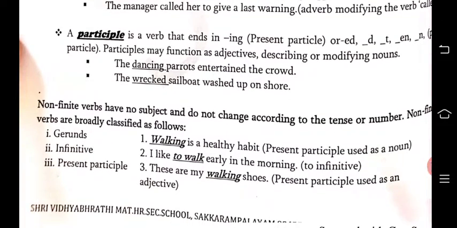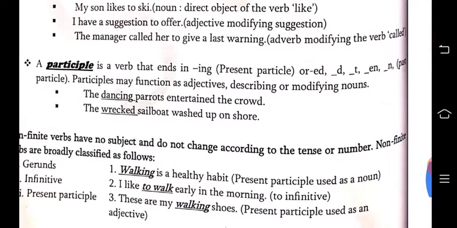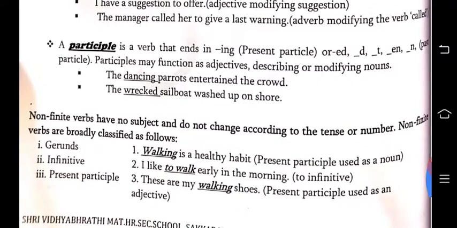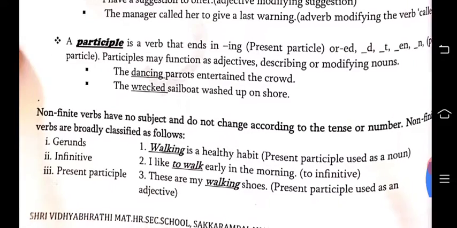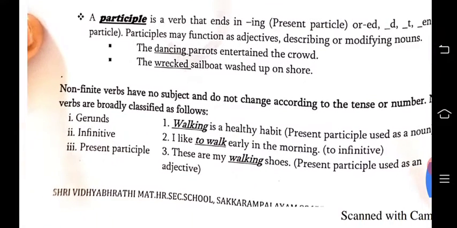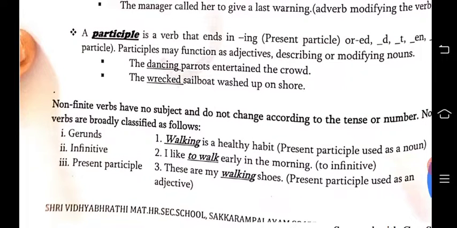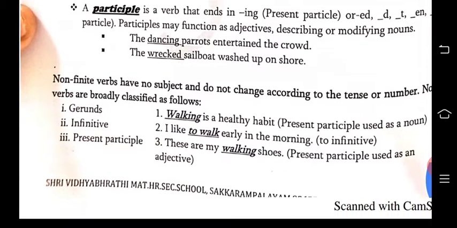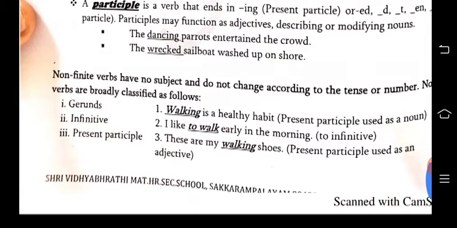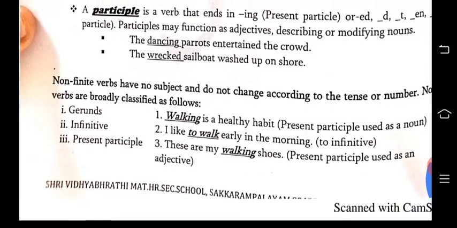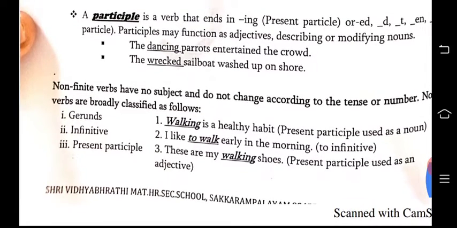Participle, as I told, present participle and then past participle. A participle is a verb that ends in ing, present participle, or ed, past participle. Participles may function as adjectives describing or modifying nouns. The dancing parrots entertained the crowd. So that is present participle. The wrecked sailboat washed up on shore. That is past participle. Non-finite verbs have no subject and do not change according to the tense or number. That we know, that we said already. So gerund means what? Walking is a healthy habit.